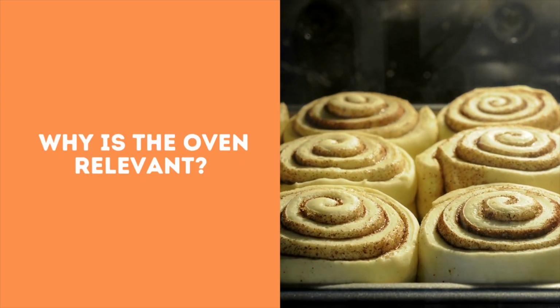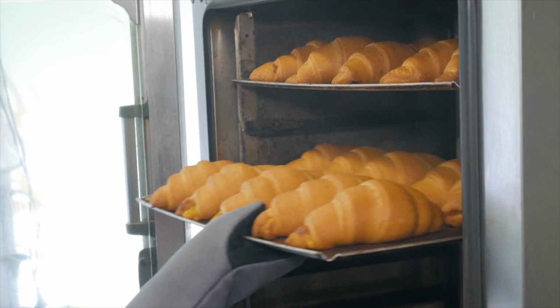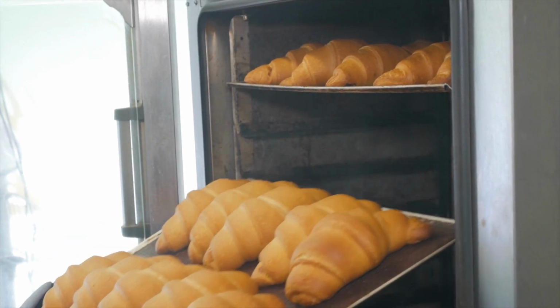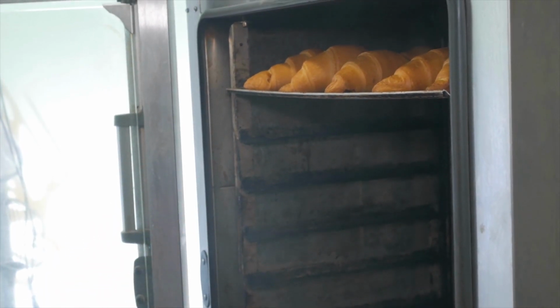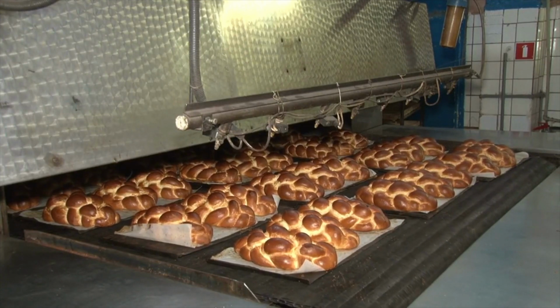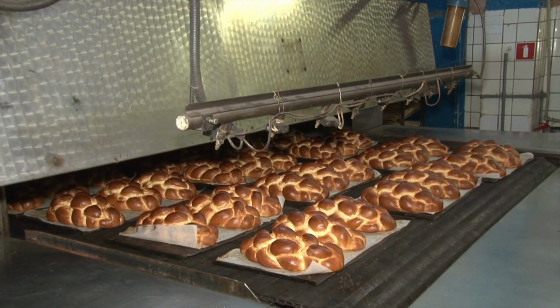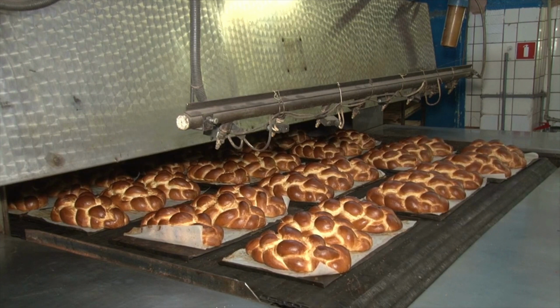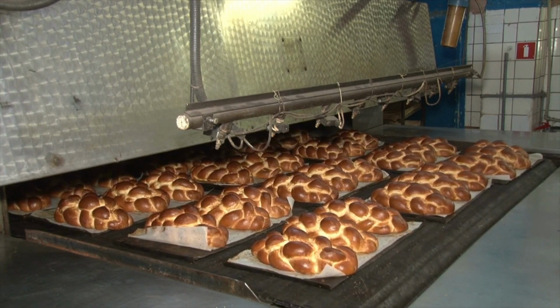Why is the oven relevant? An oven is the most important processing step in the baking industry for several reasons. It is the workhorse of the bakery. The production output of a bakery is usually controlled by the capacity of the oven.